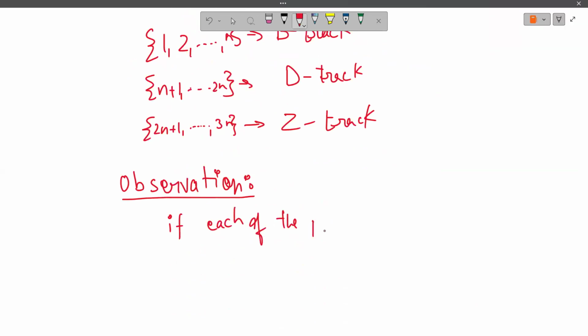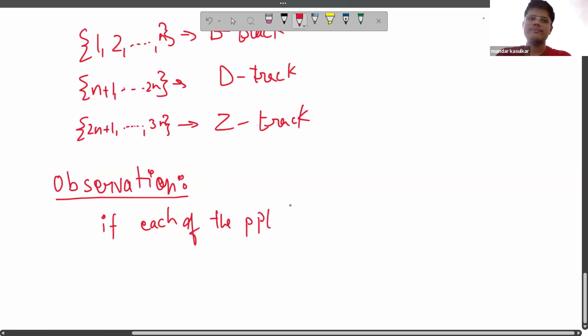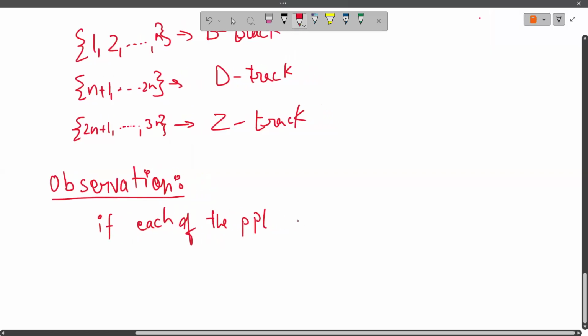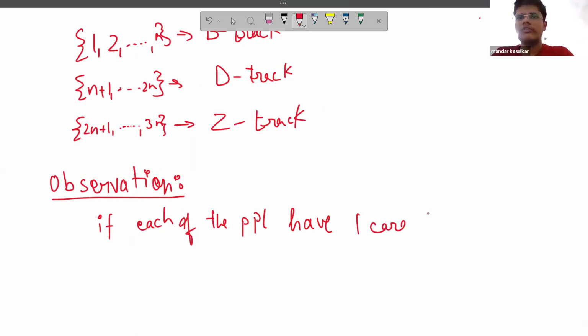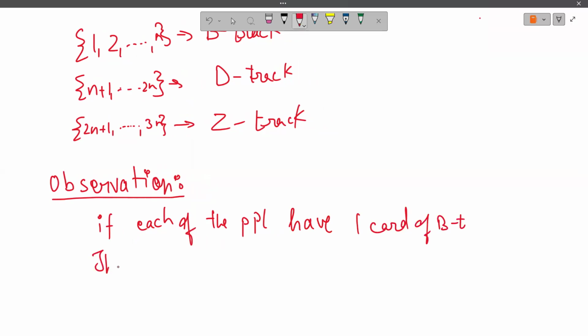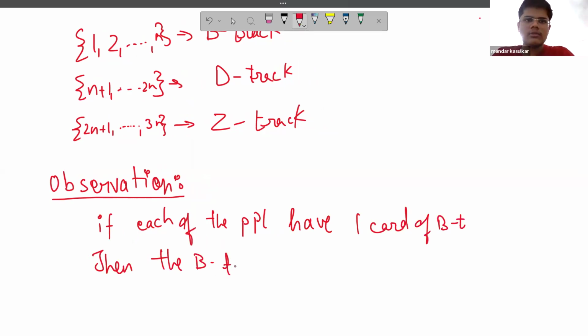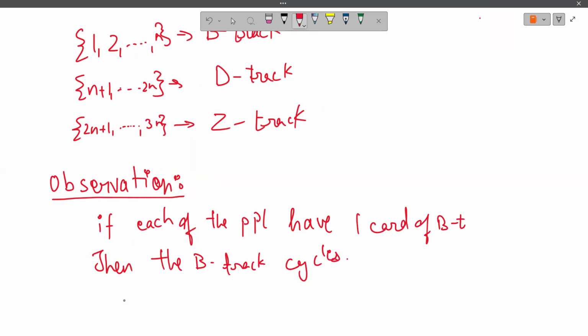But how are you sure that maybe someone in the B track is not your middle card? Wait, let me write down the entire thing, then you will understand. I see. One card of B track, I see. Okay, then the B track cycles. Similarly for Z also, I think. Yes, that's also Z, correct.